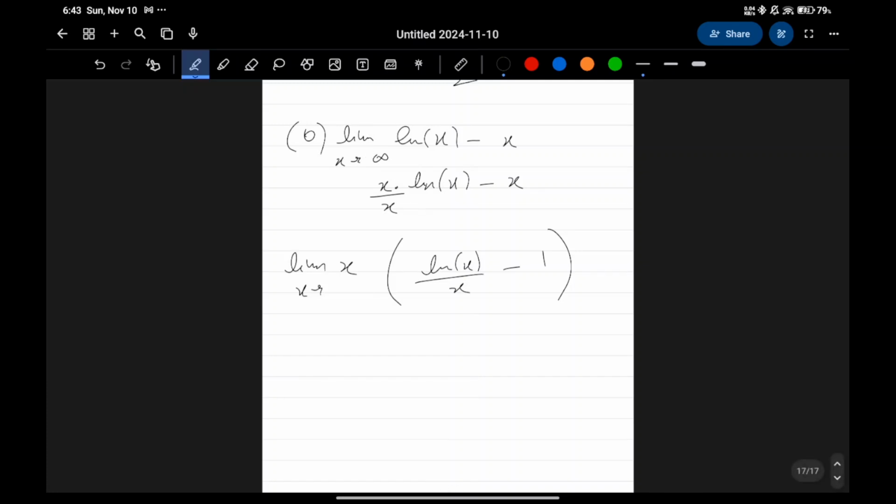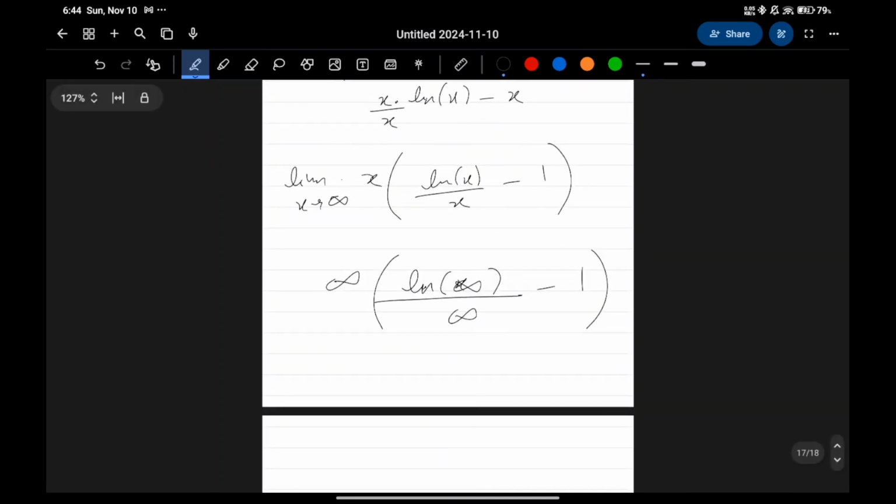Now over here what I'm going to do is plug in my limit. Well, if I plug in my limit it would be just infinite minus infinite, and I wouldn't know what to do. So let's plug in my infinite over here. So this would be infinite times log of infinite over infinite minus 1. Now the problematic thing over here is this part, so let's zoom into that part.